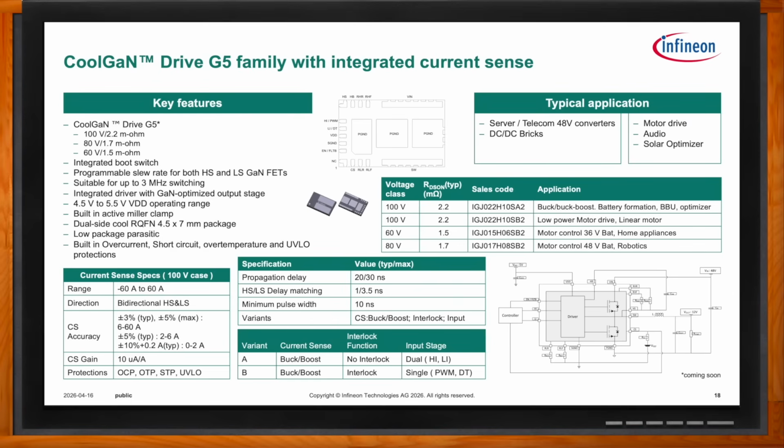So if you look down the lower right, you can kind of see the block here. It's the high side and low side GaN transistor with an integrated driver, and it's got current sense with a 3% plus or minus typical accuracy, range of up to 60 amps. It has over current protection, over temperature protection, and so on, short circuit, under voltage lockout, pretty fast propagation delays, 20 to 30 nanoseconds, minimum pulse width of 10, and so on.